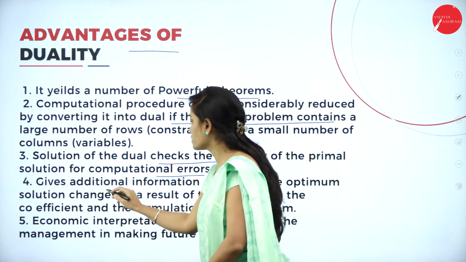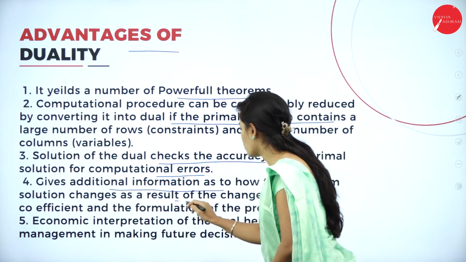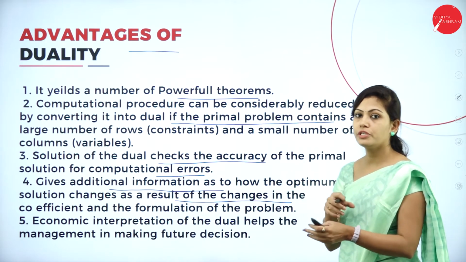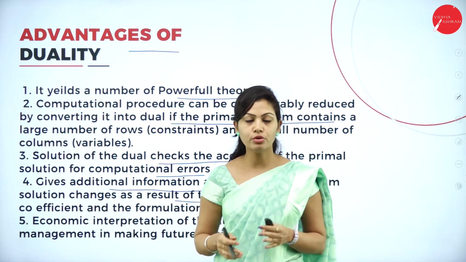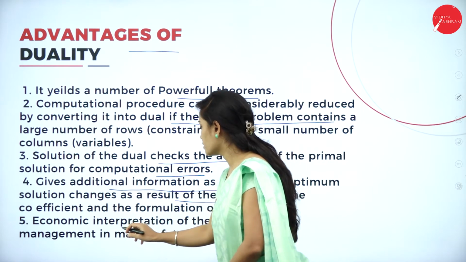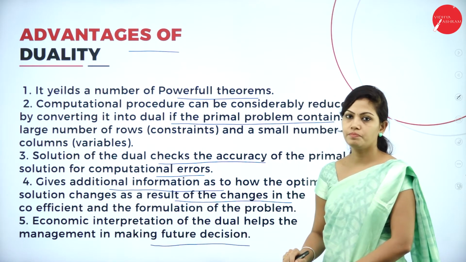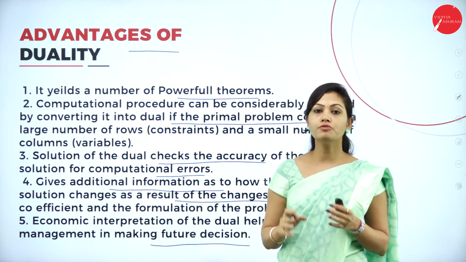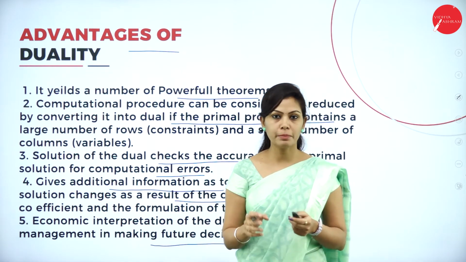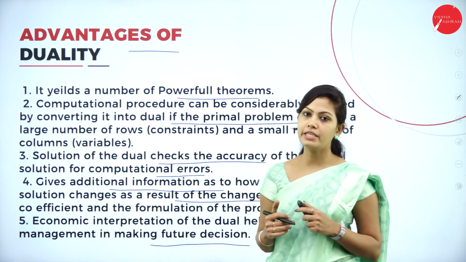It also gives additional information on how the optimum solution changes as a result of changes in the coefficients of the formulation of the problem. All the coefficient values shift to the RHS values, so we can find the optimum solution exactly. And the economic interpretation of the dual helps management in making future decisions. So these are the advantages of duality. This is a very important question for 4 marks: explain the characteristics of duality, or you can expect the advantages of duality.